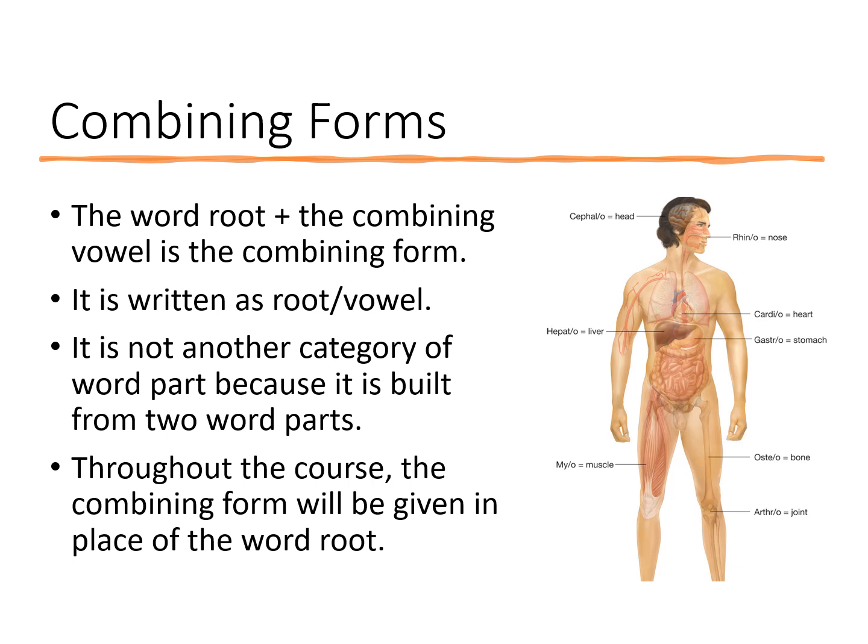The combining form is not another category of word part because it consists of two other word parts. Word parts are normally presented as combining forms because they are easier to pronounce and easier to remember. For example, try pronouncing the word roots gastr and arthr without a combining vowel. It's a lot easier to say gastro and arthro. Word roots will be given as combining forms throughout this text.